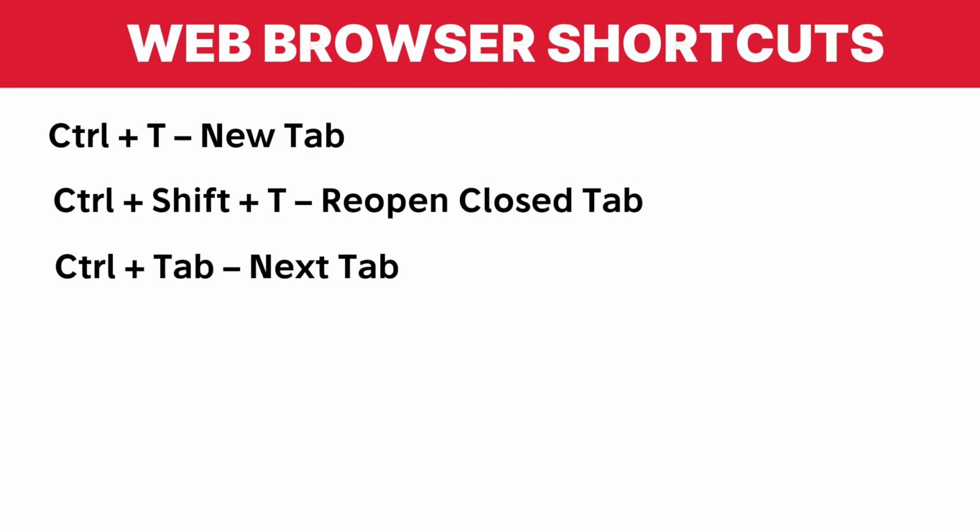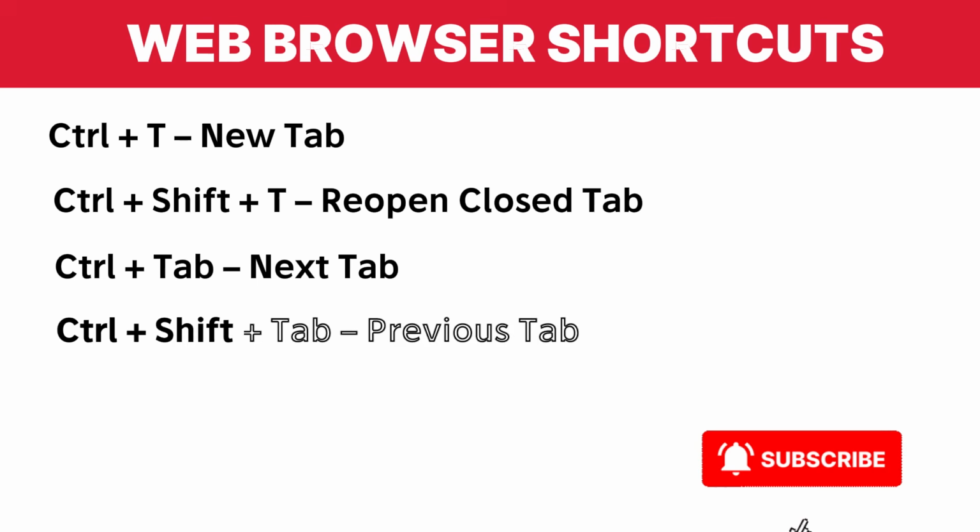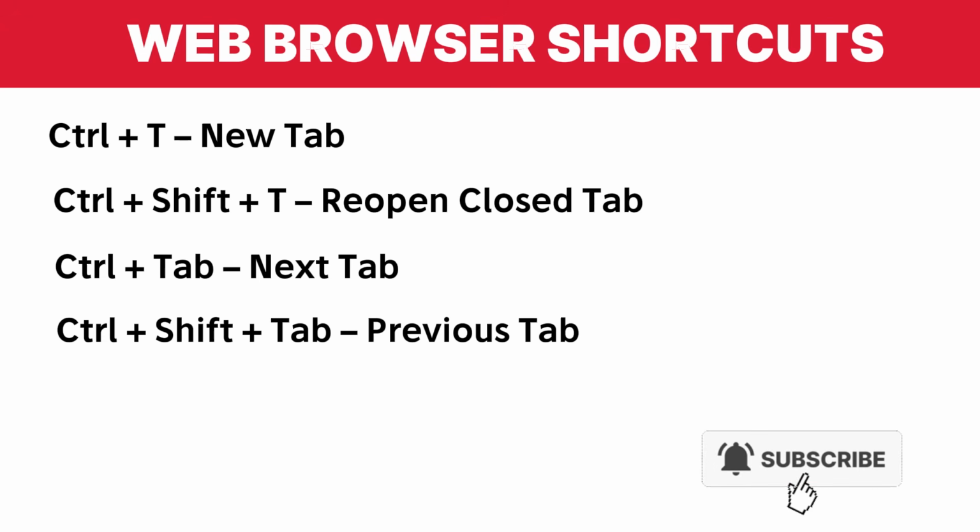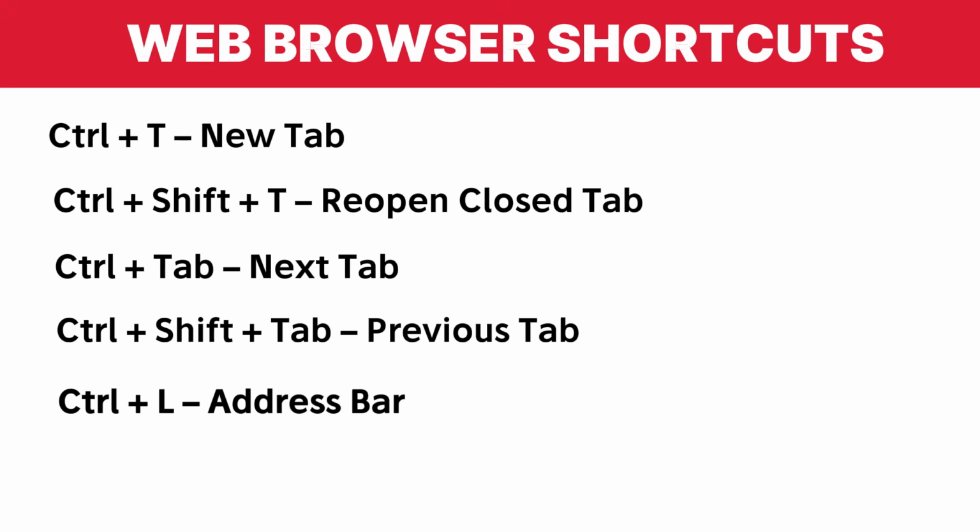Ctrl Tab. Next tab. Press Ctrl Tab to move to the next browser tab. Ctrl Shift Tab. Previous tab. Press Ctrl Shift Tab to move to the previous browser tab. Address bar. Press Ctrl L to instantly select the browser's address bar. You can then type a website address or search term.